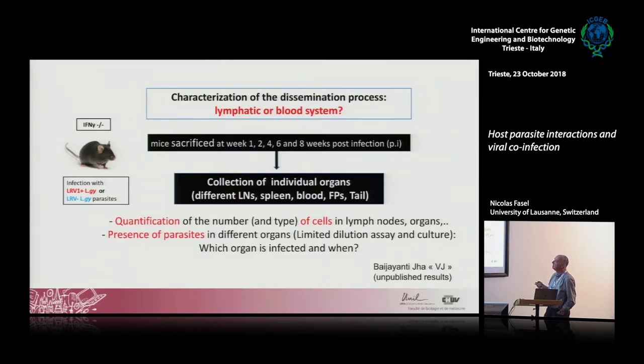She did a limiting dilution assay, so took the lymph node, put it in culture, and saw how many parasites were coming out of the lymph node. It was a simple assay. Simple, but a lot of work, okay?